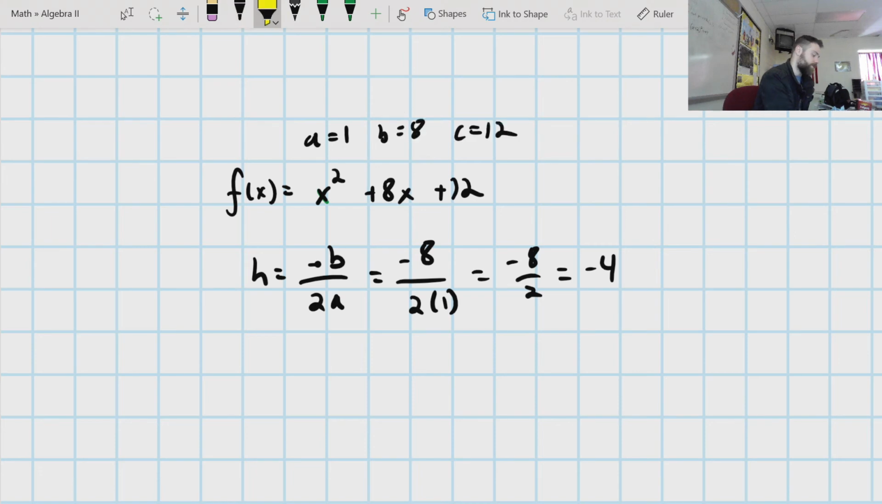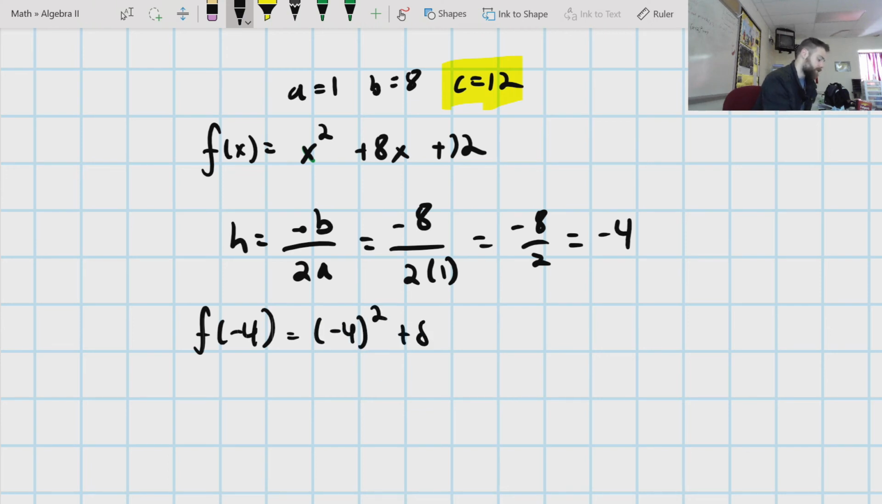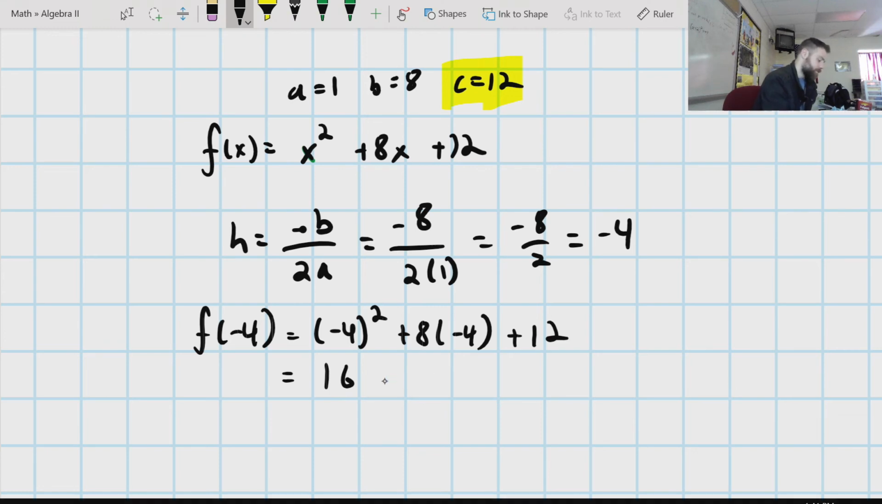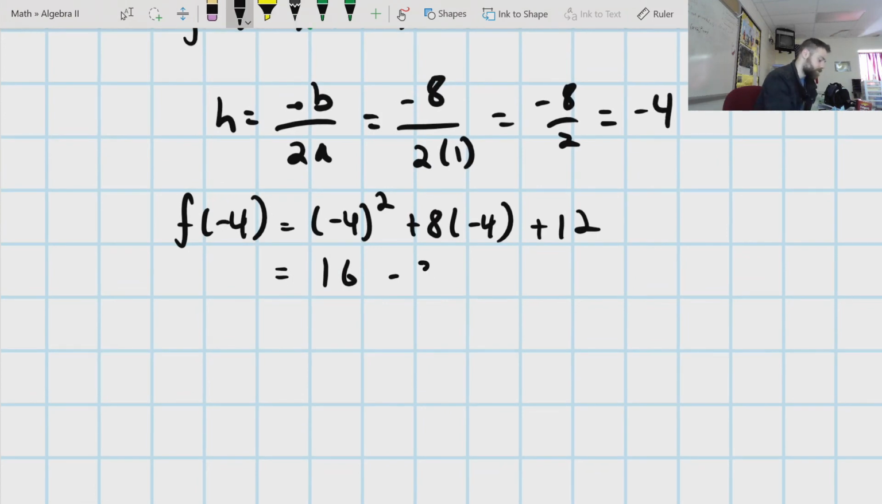We've already used c to find the y-intercept, so now we need to find my k value by plugging negative 4 back in. So f of negative 4 is going to be negative 4 squared plus 8 times negative 4 plus 12. So that's going to be 16 minus 32. Plus 12. Well, 16 minus 32 is going to be negative 16. So negative 16 plus 12 gives me negative 4 again.